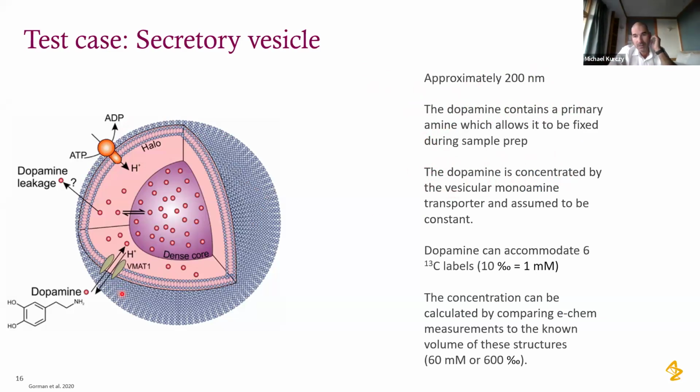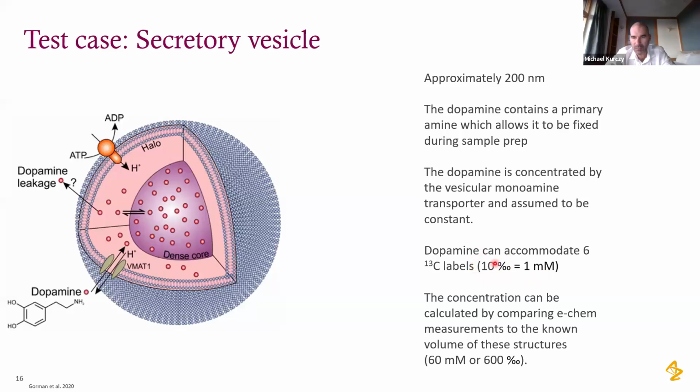And the very cool thing about dopamine is that it's concentrated by the vesicle monoamine transporter, and the concentration is assumed to be constant. And we've seen this when we incubate cells with L-DOPA, the cells actually swell, and the vesicles actually swell. And so the theory is that the volume is compensated to keep the concentration constant. And there's also a mechanism where this dense core binds some of the dopamine that also allows it to keep the concentration constant. And so our dopamine can accommodate 6 C13 labels.